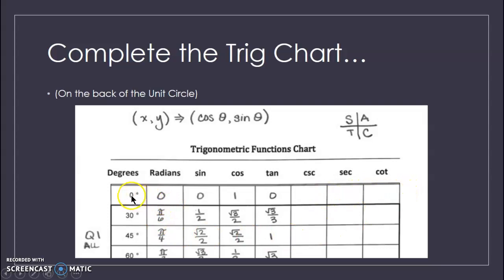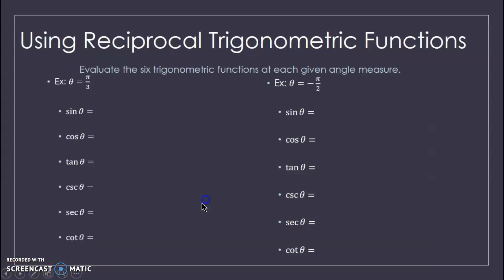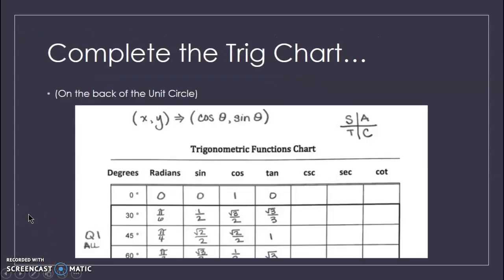So for our zero here, it should be pretty simple. Sine matches with cosecant. So put 0 over 1. And when you put 0 over 1, you end up getting, let's see here, can I do this? No, nope. Okay, take that back. So 0 over 1.